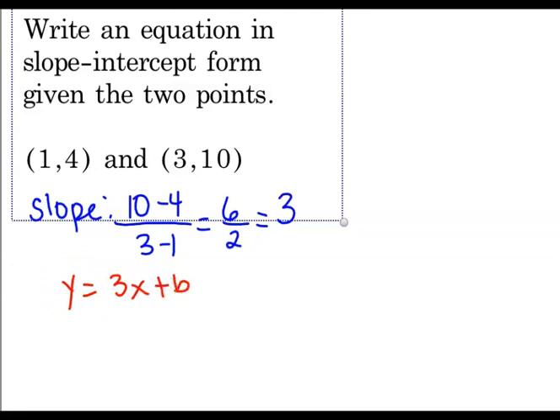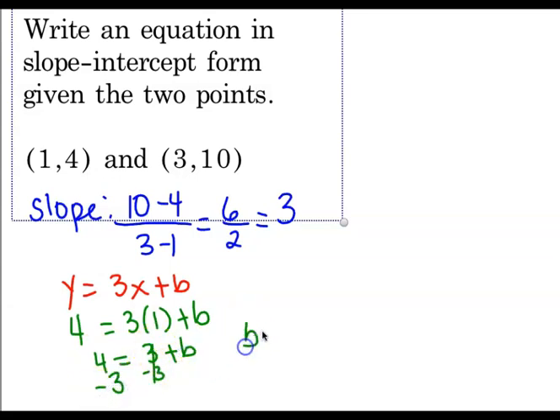It doesn't matter which point I choose. They both will work. So I'm going to just choose the first one. So I plug in 4 for y: 4 = 3 times 1 + b. I need to solve for b. It's exactly like you would solve an equation. So I get 4 = 3 + b. I subtract 3 from both sides, and I get b = 1.